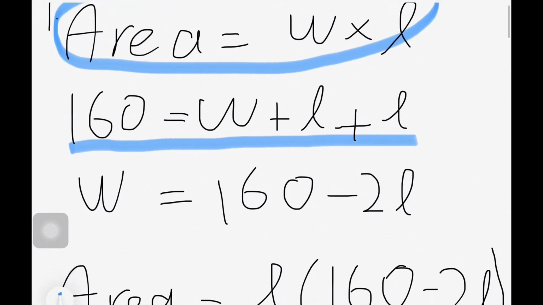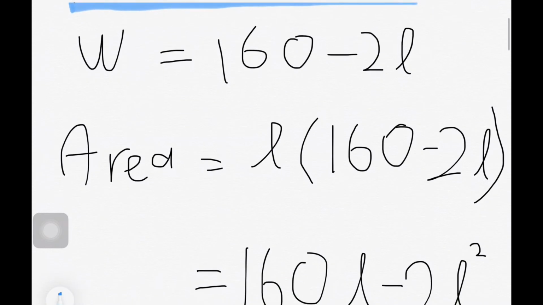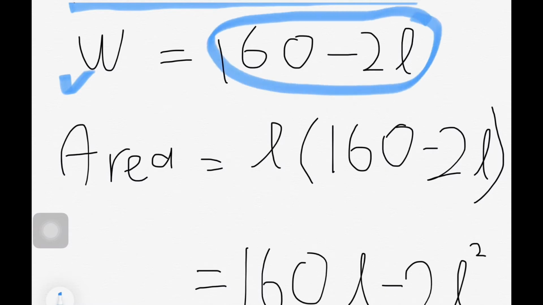And then we have to rearrange the formula to make W the subject of the formula. So we arrange W as the subject, and we move length plus length times them together to make 2L, and then you subtract by 160.